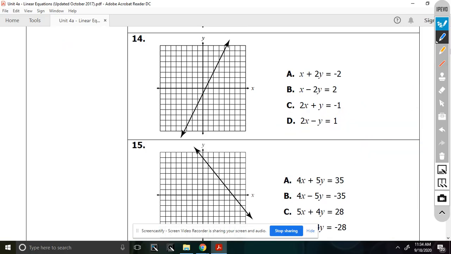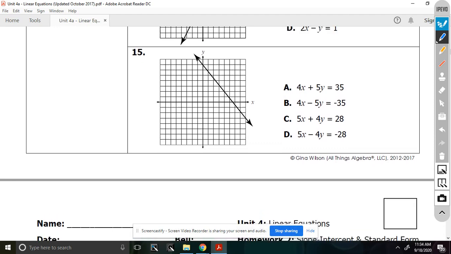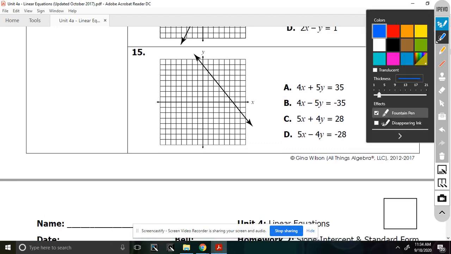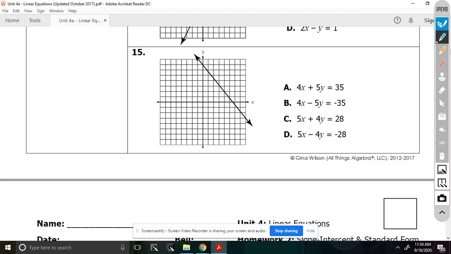All right, on to 15. 15 is going to be our last one of the day. We're going to try this color. Alright, so I need to find my slope. So I actually see two lines right here. So I have a slope of 1.